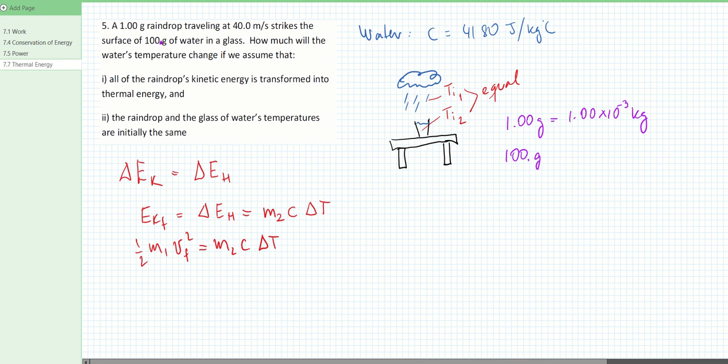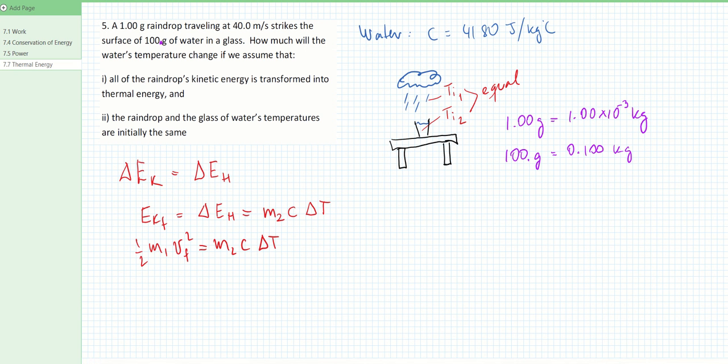So this is going to be 3 sig figs here. When we change it to kilograms, we keep the same number of decimals, or sig figs. So this is going to be 0.100 kilograms. I'm not sure if that's what I did in the answer key before or not, but that's what I'm going to do here.